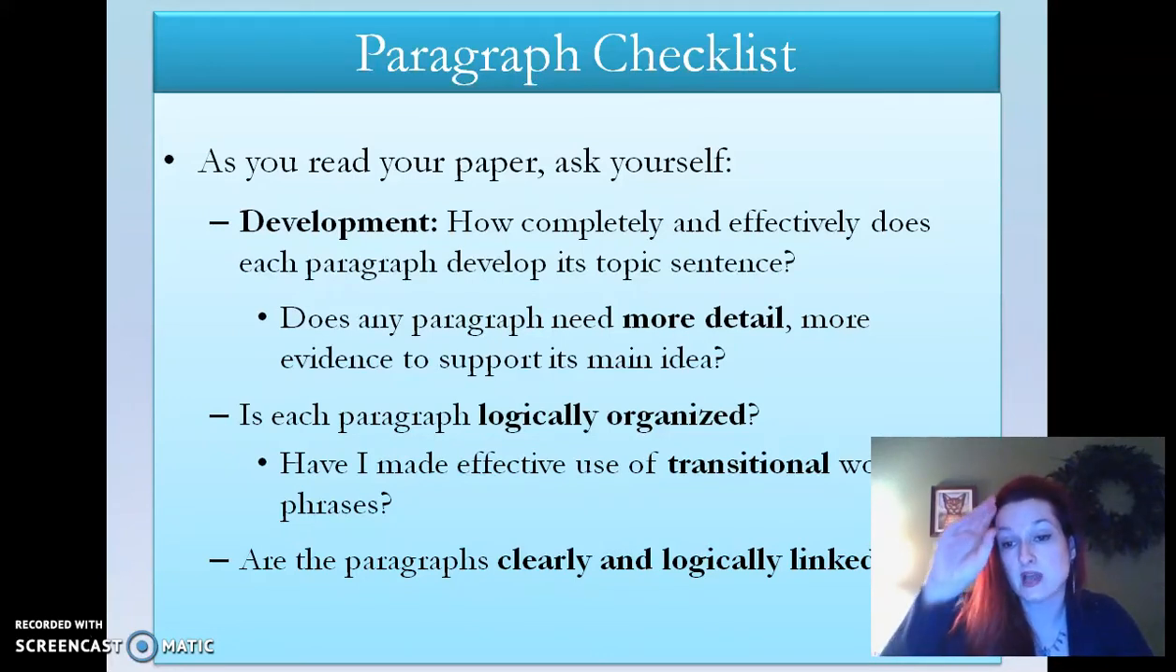Is each paragraph logically organized? Have you made effective use of transitions? Are the paragraphs clearly and logically linked, or do some of these paragraphs need to be moved around?